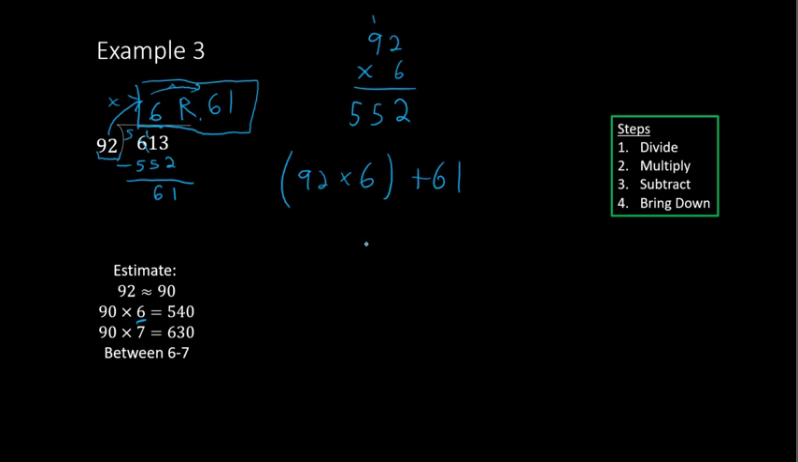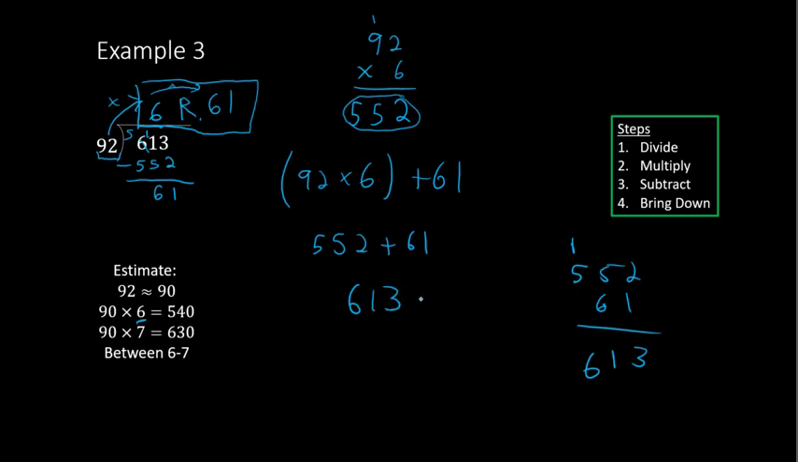92 times 6. We already did that up here, right? 552. So that'd be 552 plus 61. So if you add those together, we'll do it over here. 2 plus 1 is 3. 5 plus 6 is 11. So take the 1, carry the other 1. 1 plus 5 is 6. That gives you 613, which is the same number as the dividend. So therefore, we do have the correct solution.